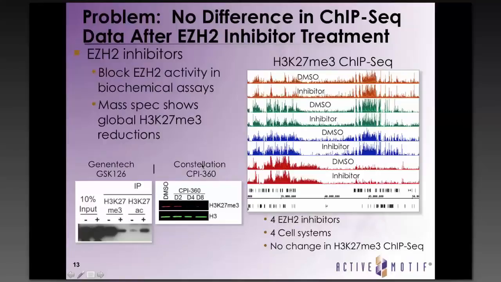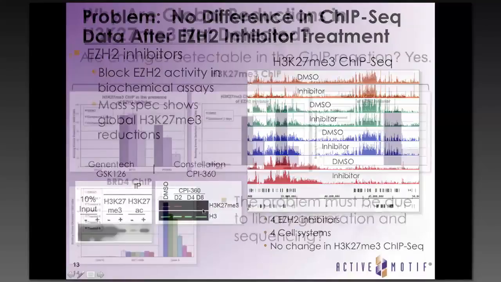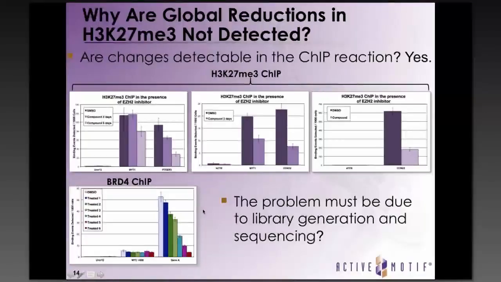In the Constellation samples, one of their compounds that they're using in this particular experiment is CPI-360. So by Western blot, you can detect global K27 trimethylation levels. They're decreased at 2 days after treatment and significantly decreased at 4 days and 8 days. So the question is, why do we not see these expected decreases in the ChIP-Seq data?